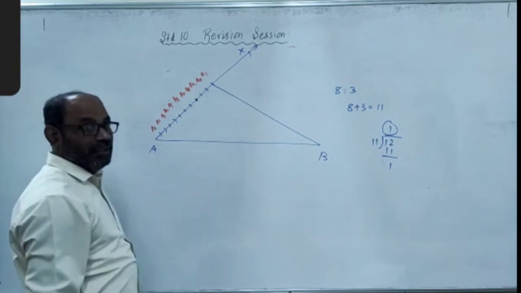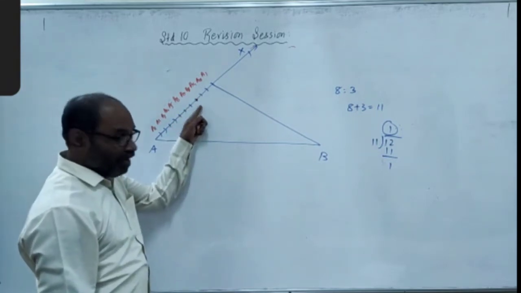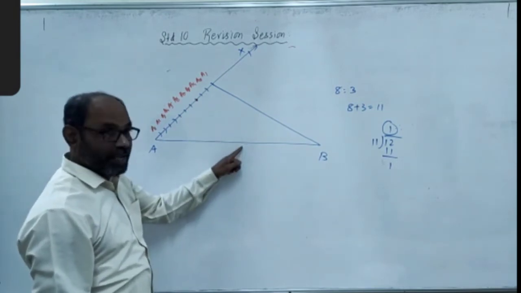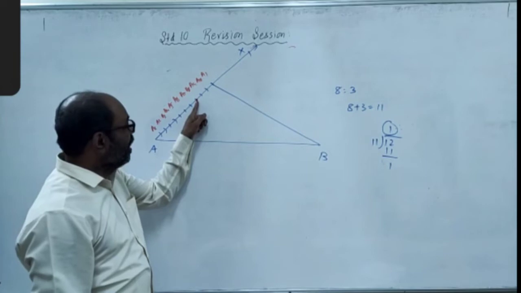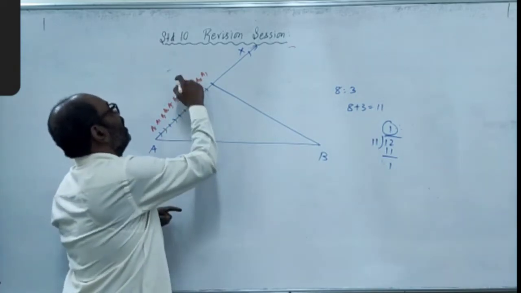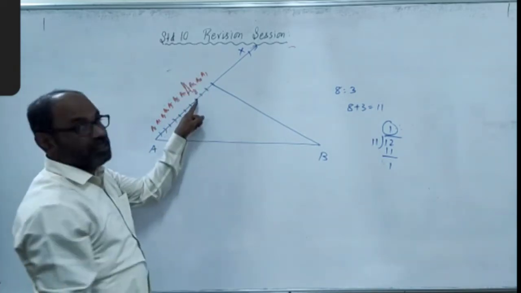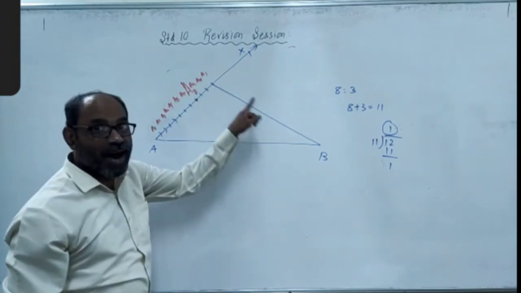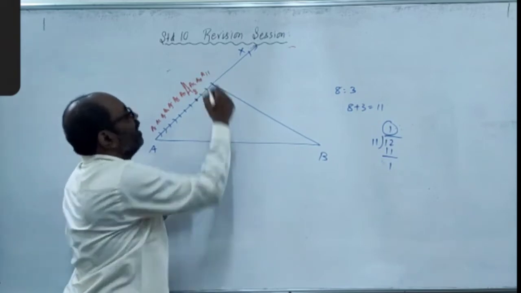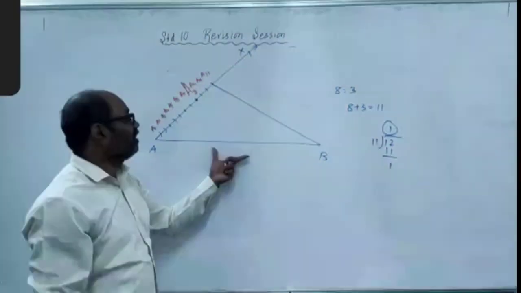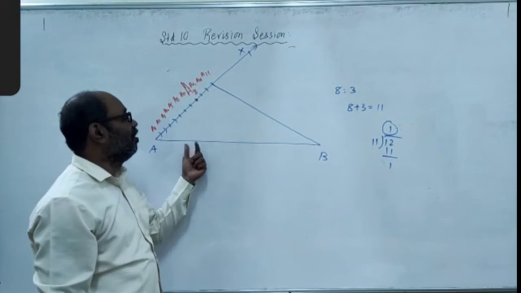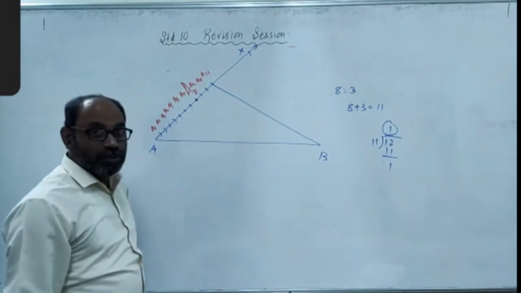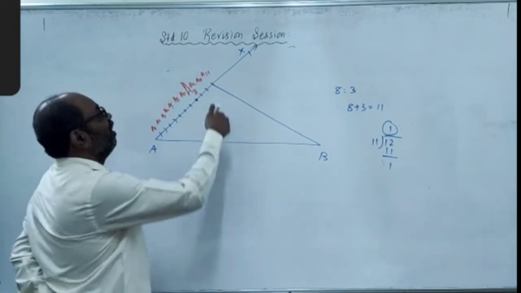Now you have to construct a ray. Which one? A8C. C will come here. You have to construct ray A8, which is here. Construct ray A8C parallel to A11B, which intersects AB in the ratio 8:3 at the point C. Now see, this is difficult.